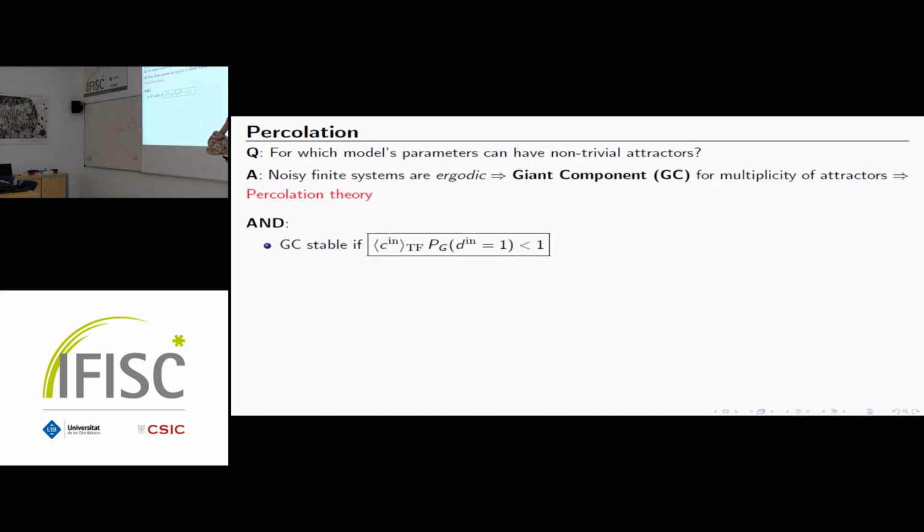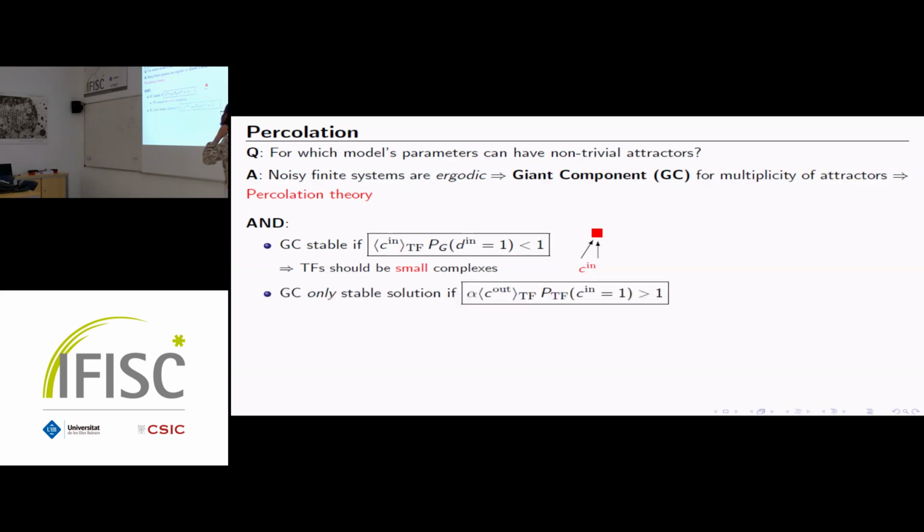And what we find is the following. For a giant component to exist, you find a condition which tells you that the average in-degree of a transcription factor has to be sufficiently small. When we think about this, the in-degree of a transcription factor is the number of proteins that contribute to the transcription factor. So if you like, it's the size of that complex. So you need the transcription factors to be relatively small complexes.